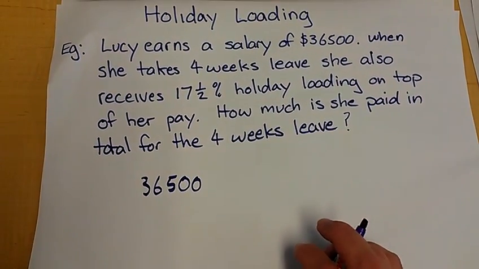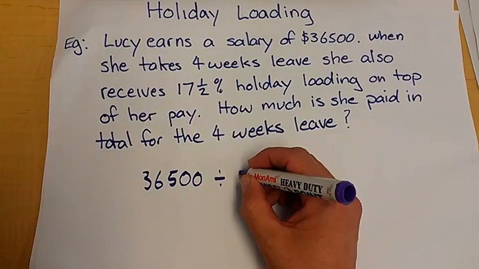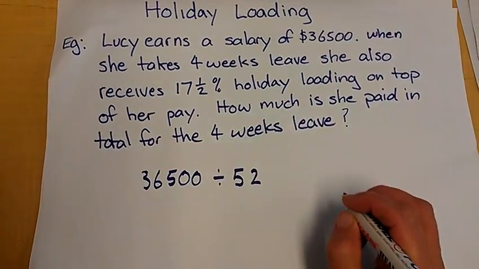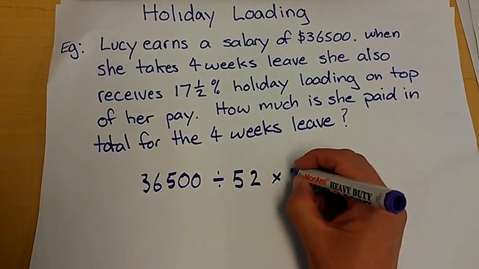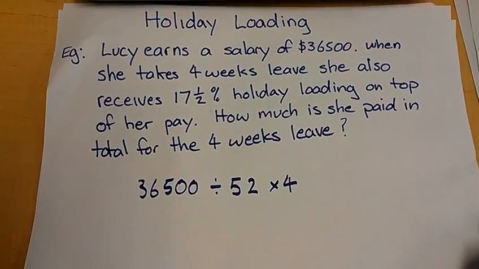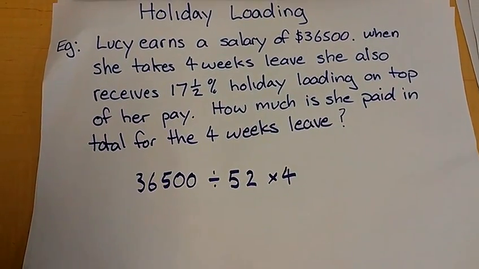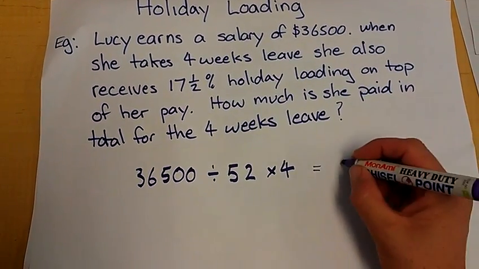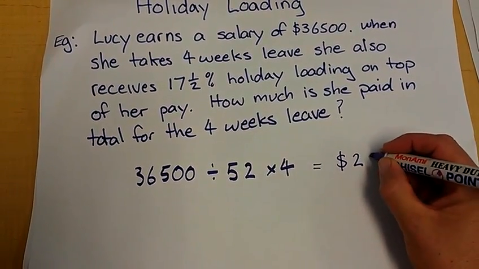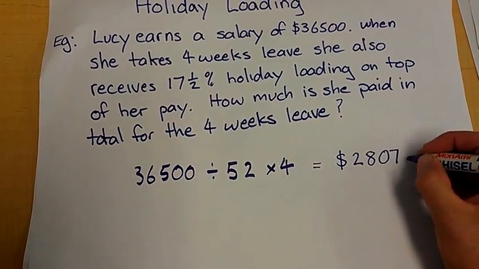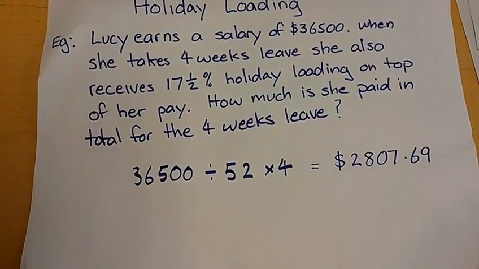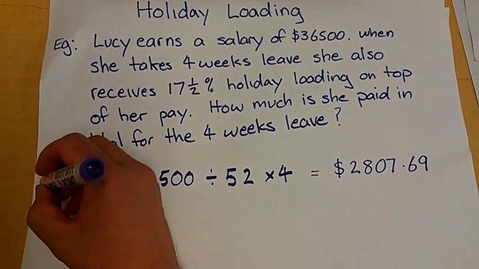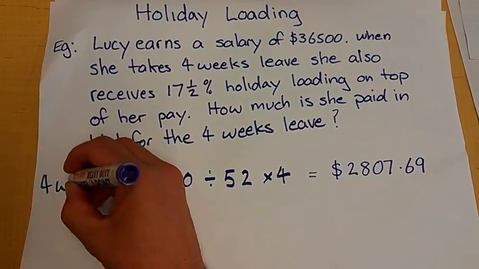We want to get 4 weeks leave, so we'll divide that down to 1 week, so divide by 52, and then times by 4. As a question for you right now, how else could you have done that in just one step? So we'll do that. We'll get $2,807.69, and that's her normal pay for 4 weeks. So that's 4 weeks.